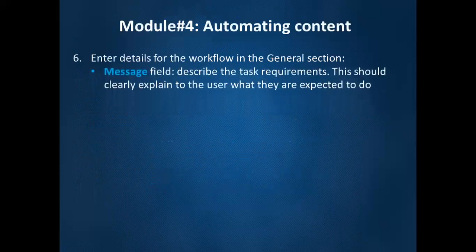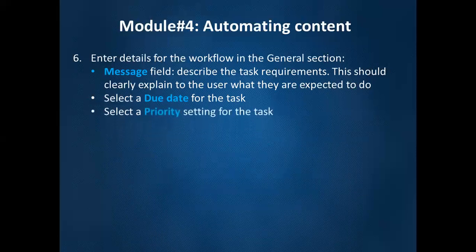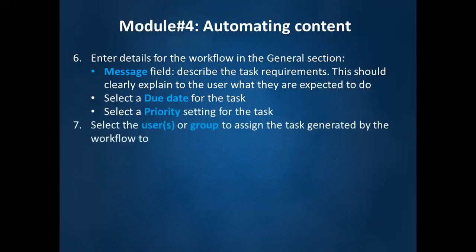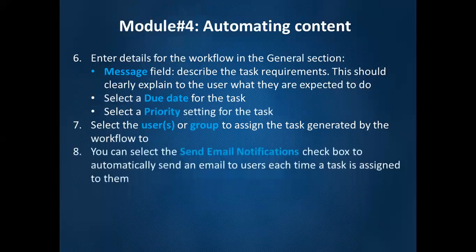In the Message field, describe the task requirements. It should clearly explain to the user what they are expected to do. Select a due date for the task. Select a priority setting for the task. Select the users or group to assign the task generated by the workflow to. You can select the Send Email Notifications checkbox to automatically send an email to users each time a task is assigned to them. Click Start Workflow.